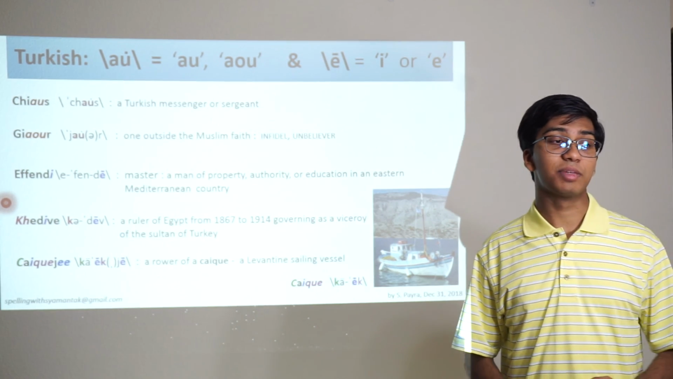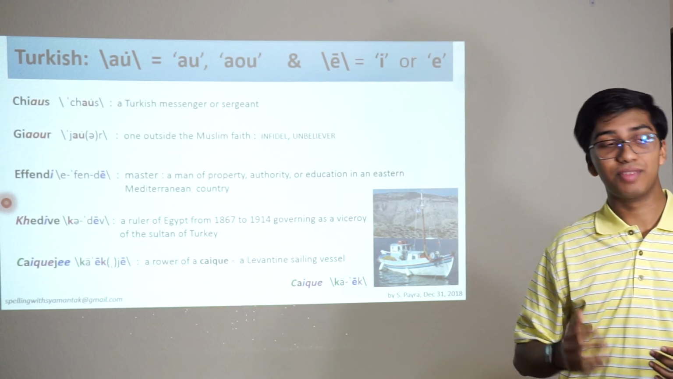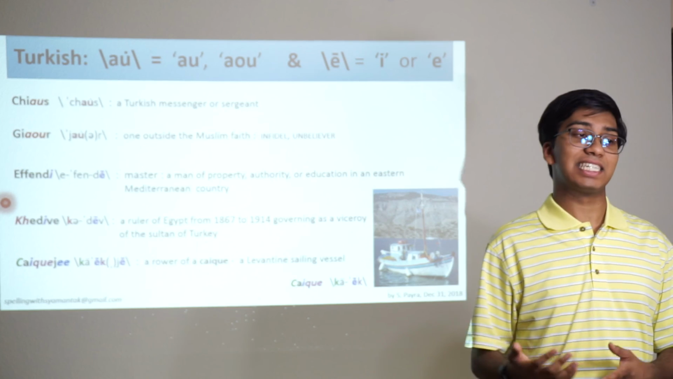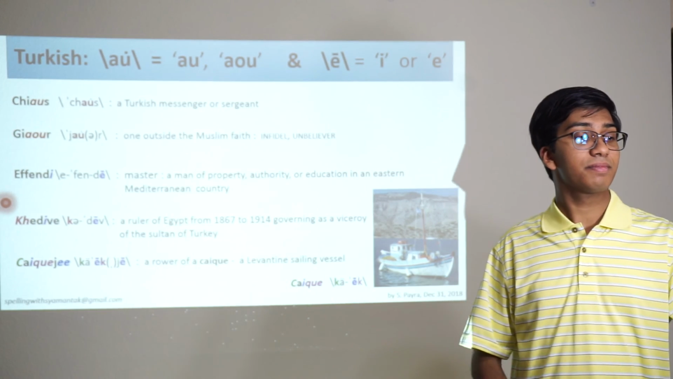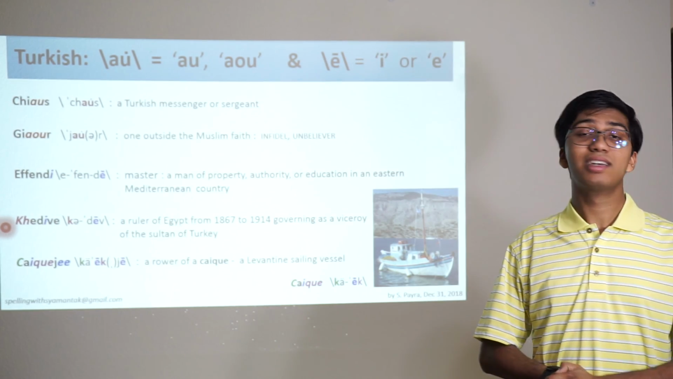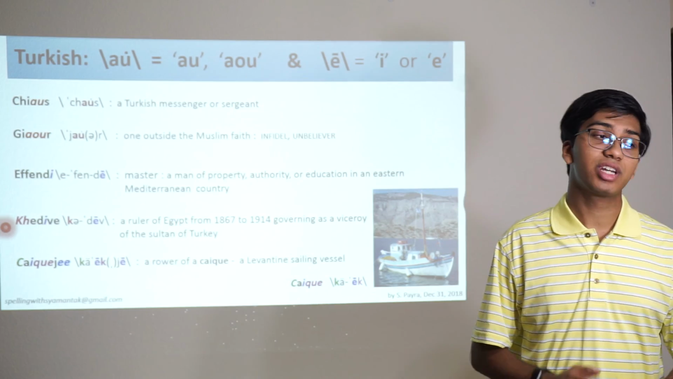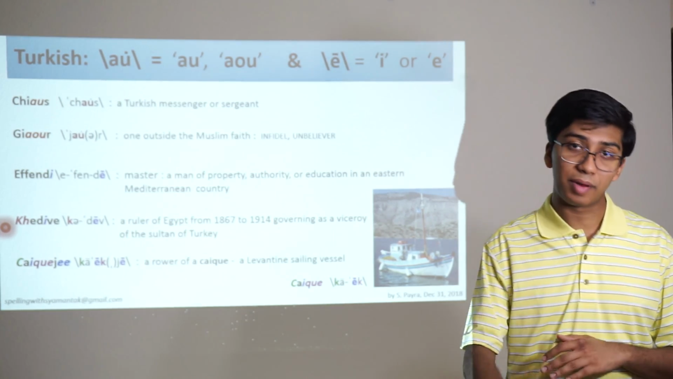And Effendi is a man of property or education. That one has two F's, kind of like effect, and then ND, E-N-D-I at the end, the E with the I. Khedive is a ruler of Egypt back in the past. The K is with a K-H, D-I for the D, and then V at the end, but remember that trailing E.